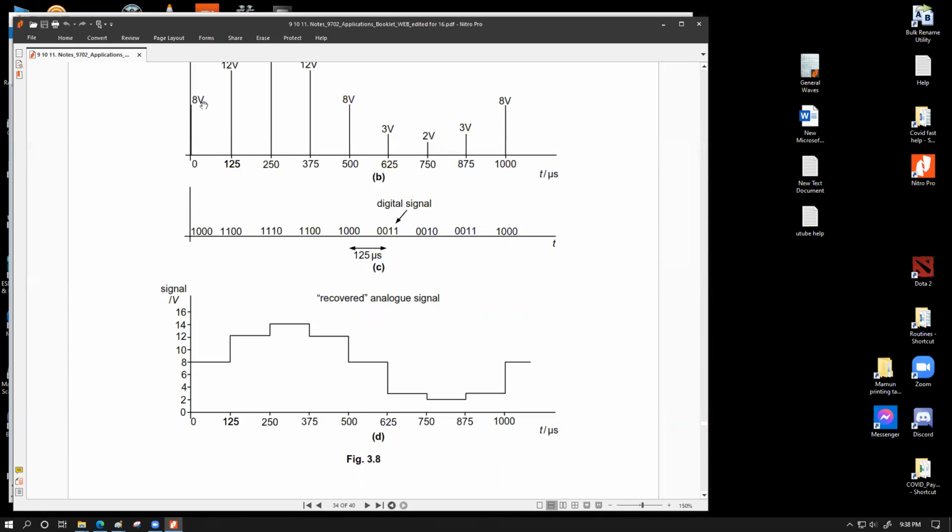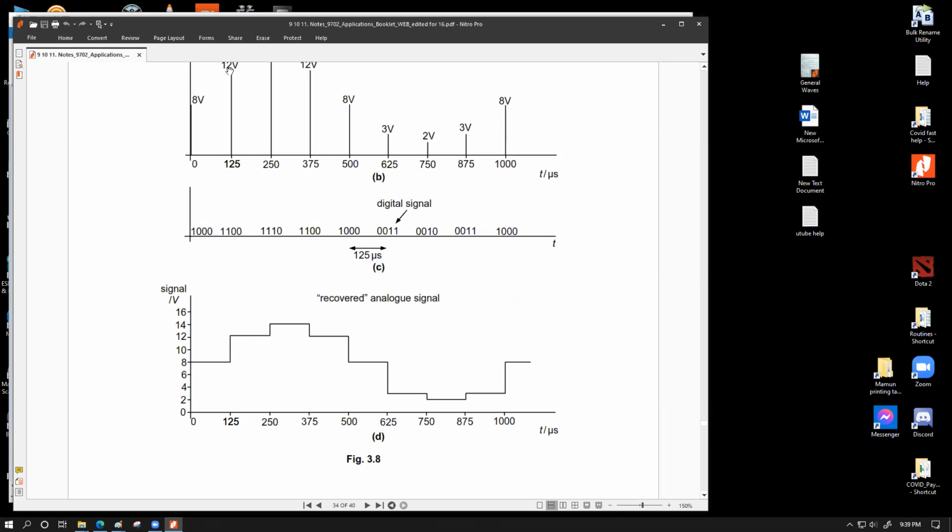So 1000 will be converted to 8, and an important part is that whenever this series of binary values is converted back to the analog signal, we have a voltage value at 0 second, which is 8 volt. 1000 converted to decimal gives you 8. We do not have any value for the next 125 microsecond, which means this 8 will remain the same for the next 125 microsecond. At 125 microsecond, we have another value, which is what? 12 volt. So it immediately jumps to 12 volt and remains 12 volt for the next 125 microsecond.